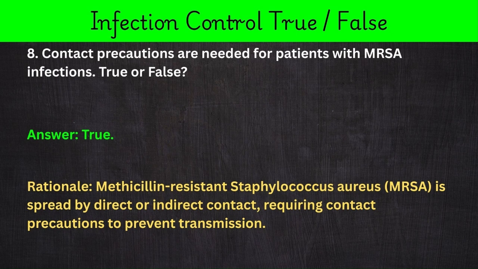8. Contact precautions are needed for patients with MRSA infections. True or false? Answer: true. Rationale: methicillin-resistant Staphylococcus aureus, MRSA, is spread by direct or indirect contact, requiring contact precautions to prevent transmission.